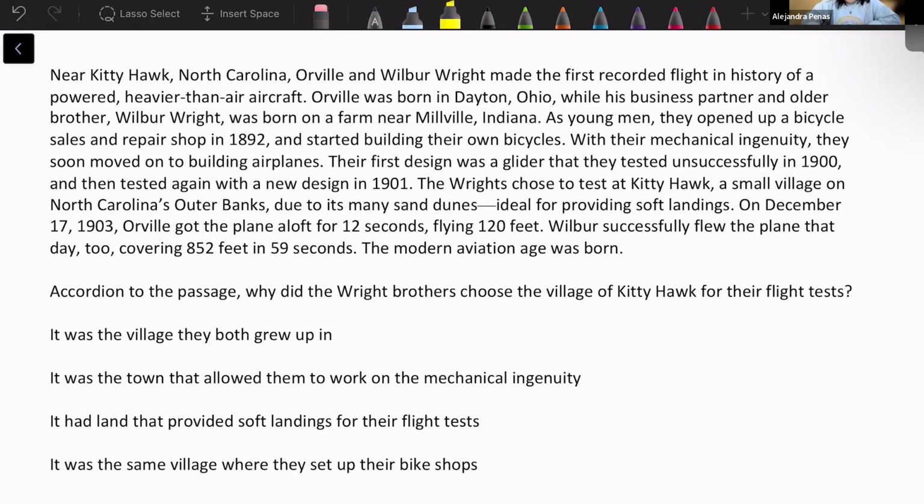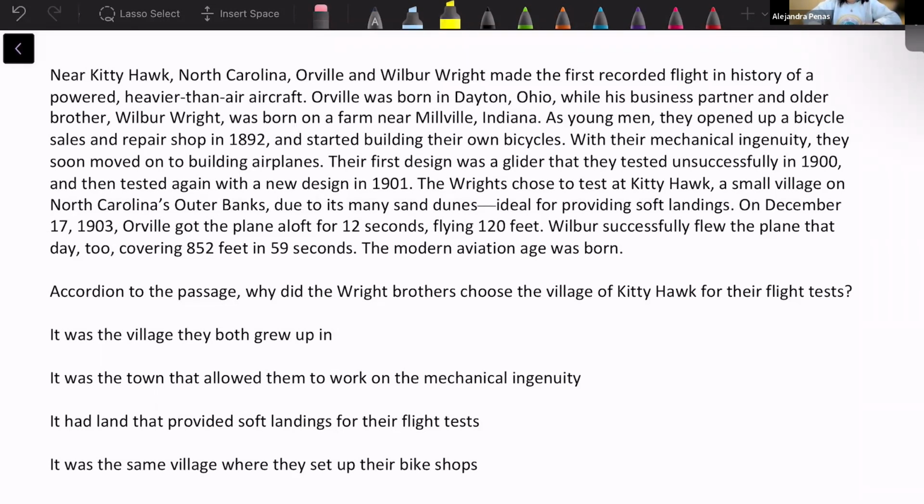With their mechanical ingenuity, they soon moved on to building airplanes. Their first design was a glider that they tested unsuccessfully in 1900 and then tested again with a new design in 1901. The Wrights chose the test at Kitty Hawk, a small village on North Carolina's Outer Bank, due to its many sand dunes, ideal for providing soft landings.